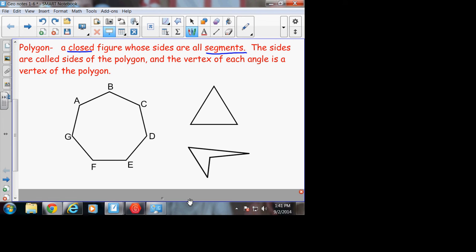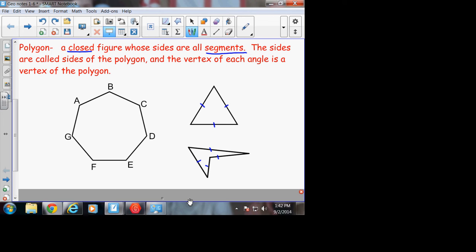Okay, all 3 of these shapes are polygons. Okay, they're all line segments. Take, for example, the triangle. All line segments. This one, kind of like an inverted triangle. All line segments. Once again, all line segments.